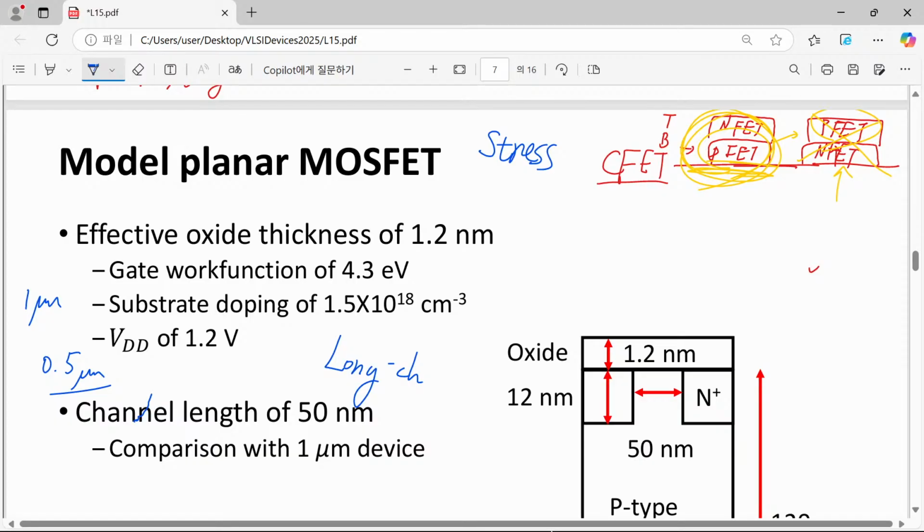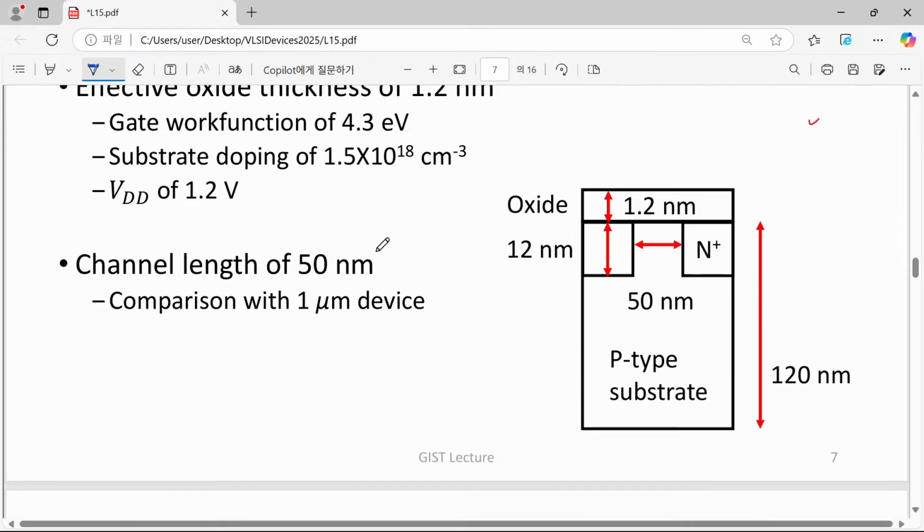Then the behavior of your short channel device is much different than your long channel device. So that's the reason why we have to study especially the short channel device from now on. And now I'm showing quite a short device, whose channel length is 50 nanometer. But please be careful.